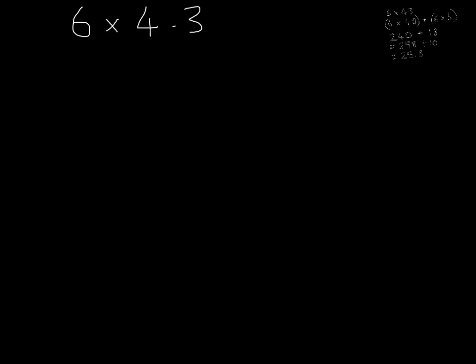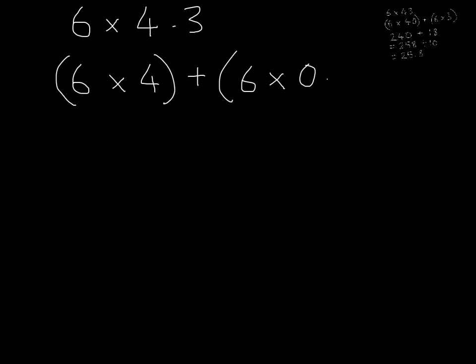Alternatively, I can simply partition the decimal number. So this would give me, by partitioning, 6 times 4 in brackets plus 6 times 0.3. 6 times 4 is 24.